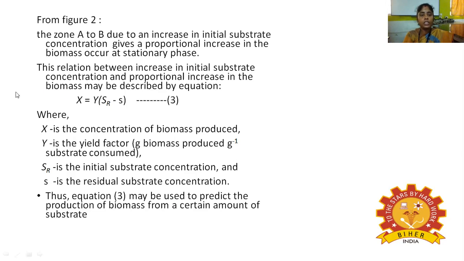So this equation is used to predict how much biomass has been produced by utilizing the substrate. What is the biomass? It can be defined as product formation. How has this product been formed? By utilizing the substrate, that is, the nutrient. So X = Y (SR - S).